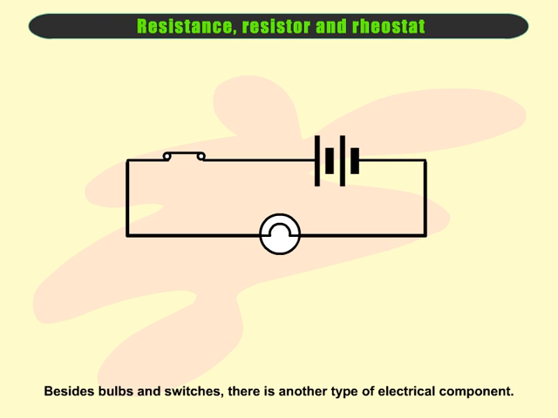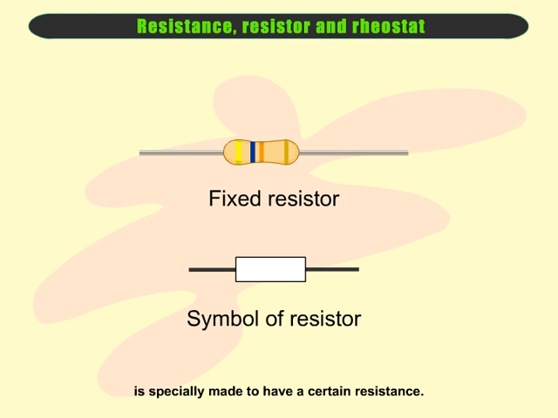Besides bulbs and switches, there is another type of electrical component. This component, called a resistor, is specially made to have a certain resistance. The resistance of the resistor depends on what it is made of and can range from less than 1 ohm to thousands of ohms. Resistors are very widely used in electrical and electronic equipment, such as radios, mobile phones, and computers. A resistor with fixed resistance is called a fixed resistor and is represented by a long rectangle.